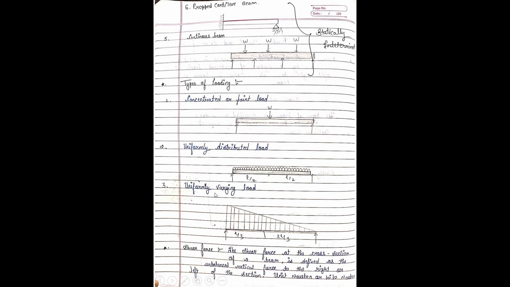Third one is the uniformly varying load. If the load intensity is linearly varying from one side to other, from right to left, then this type of loading is known as the uniformly varying load. And in uniformly varying load there are two types of loading. First one is the triangular loading, and second one is the trapezoidal loading.